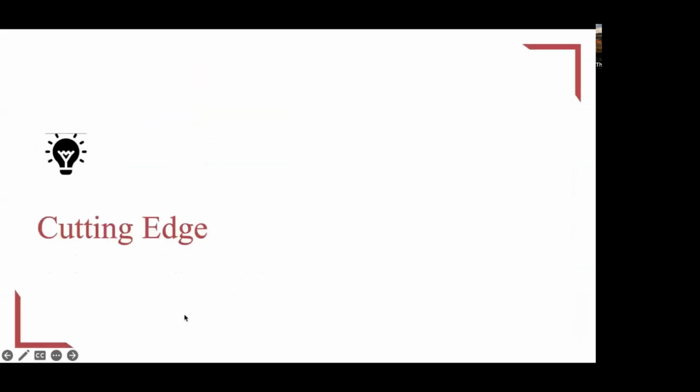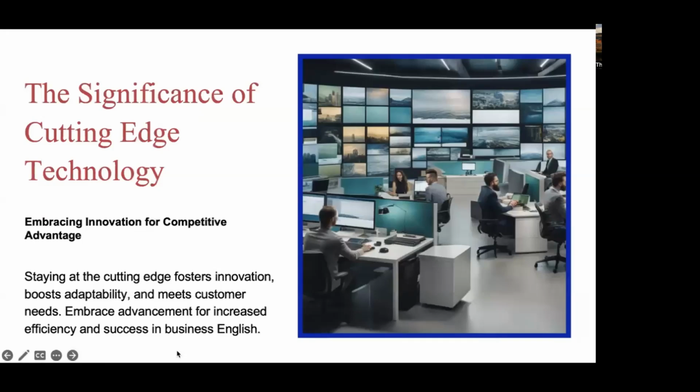Cutting edge. The significance of cutting-edge technology. Right? So cutting edge simply means the most recent and advanced stage of development in a particular type of work or activity with the newest systems, equipment, etc. You're embracing innovation for competitive advantage. Staying at the cutting edge fosters innovation, boosts adaptability, and meets customer needs. Embrace advancement for increased efficiency and success in business English.